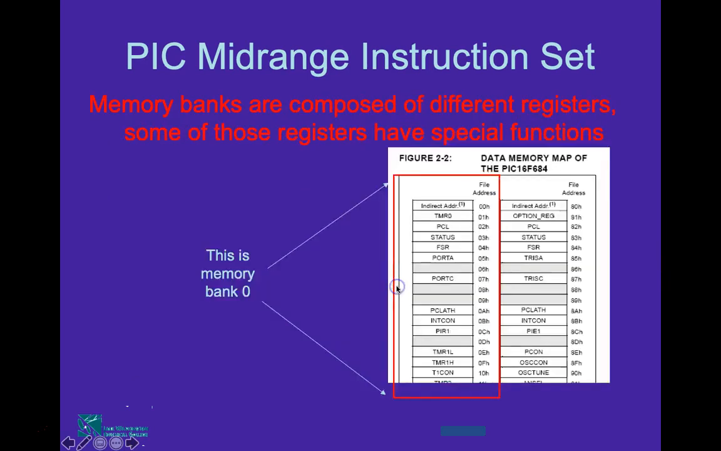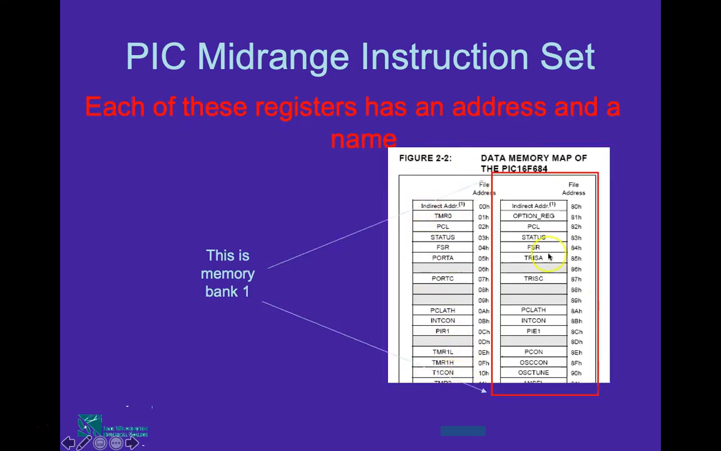Let me show you in the second slide. This is how it looks like. So this is memory bank 0. You can see it has all these different registers, and some of those registers have specific functions. This is your memory bank 0, and the other one which you see here is your memory bank 1. So 0 and 1, and this also has the same thing. All of these are registers, and they have specific meaning.